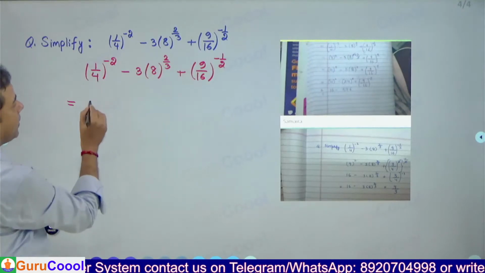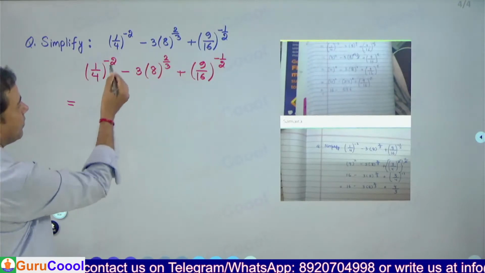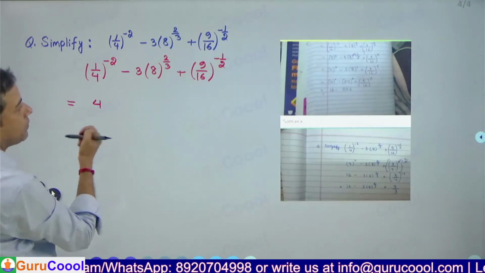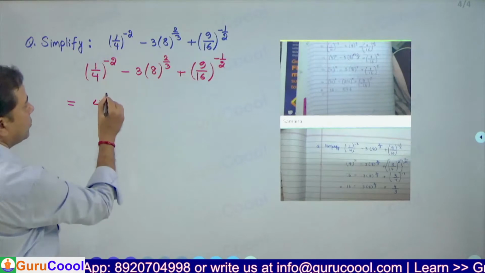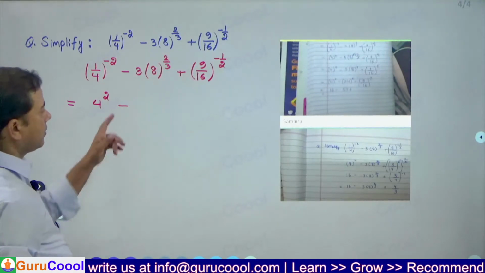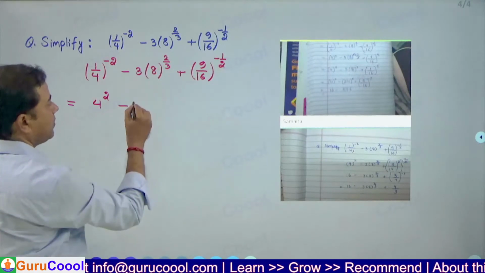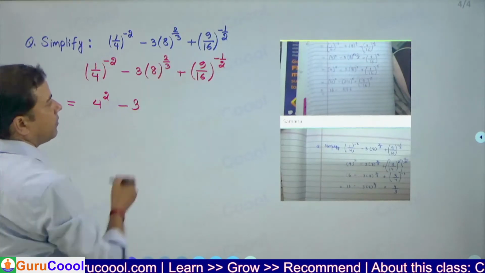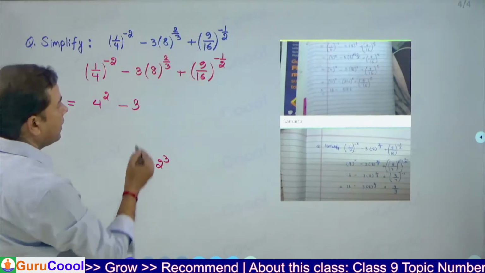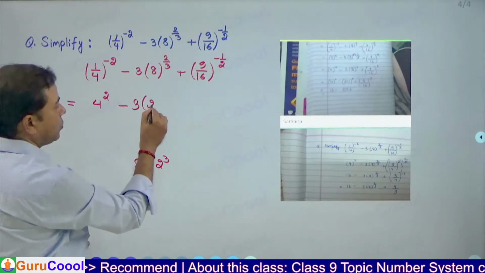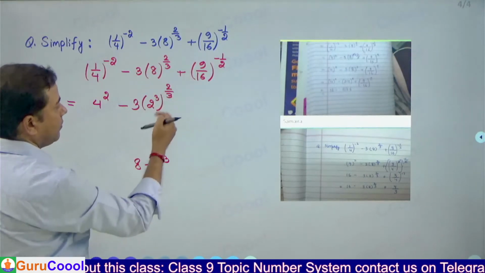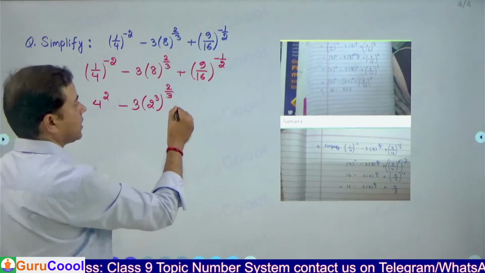1 by 4 will become 4 by 1 to make the power positive. So let's write just 4 because 4 by 1 is 4 and power 2 positive. I hope you understood this. Then a minus sign comes and 3 comes. 8 raised to the power 2 by 3, and we understand 8 means 2 raised to the power 3. So in place of 8, we write 2 raised to the power 3 and then we write 2 by 3 here, we will be able to simplify in the next step.